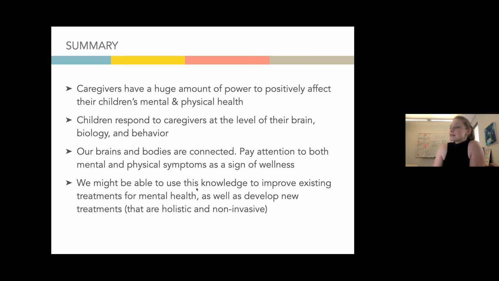And importantly, we might be able to use this knowledge to improve our existing treatments for mental health, as well as develop new treatments. And I'm going to use the word holistic, which I think generally has a bit of a bad rap, or at least a bit of a woo-woo rap. But I think it's a really important word because it really gets at what we're trying to do here. So taking account of the whole child, all of their environmental context, their developmental history, as well as their brain and body and how those things are interacting. By taking that kind of complicated and holistic approach, hopefully we get closer towards creating treatments that are non-invasive, that parents and children want to do, and that may actually be very effective in helping the development get on track.